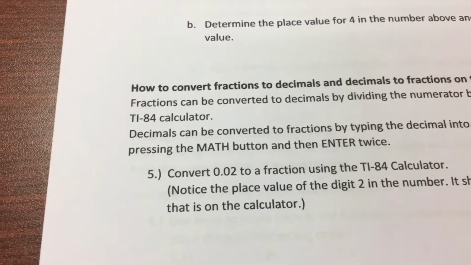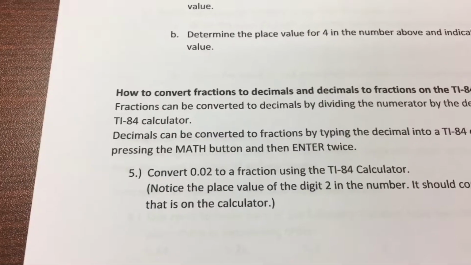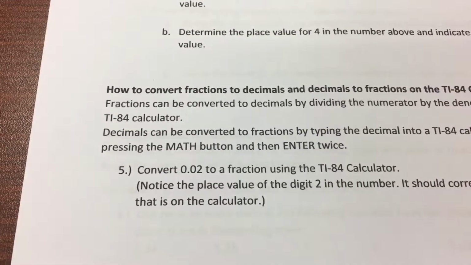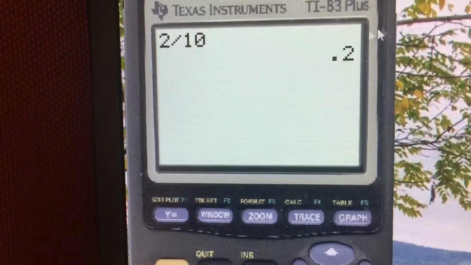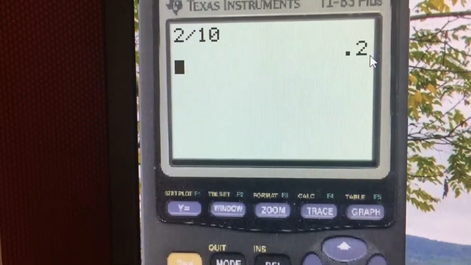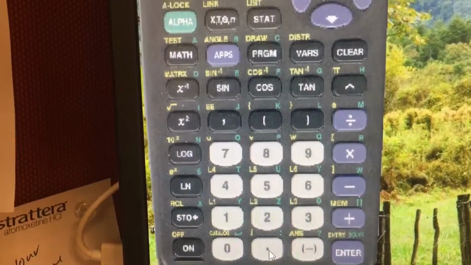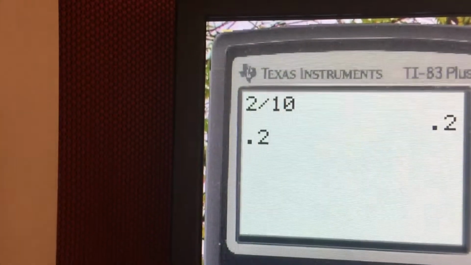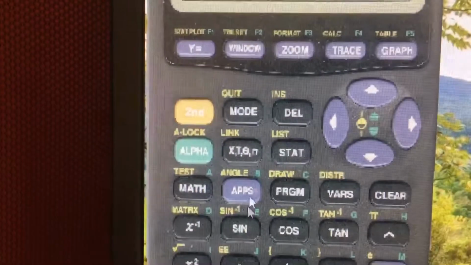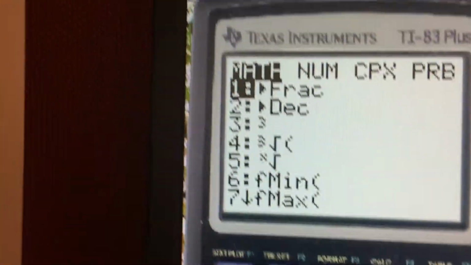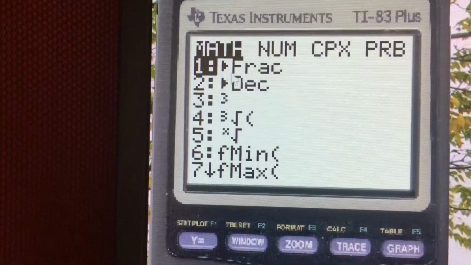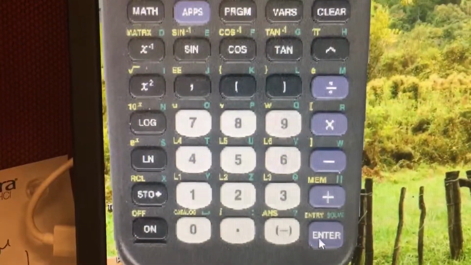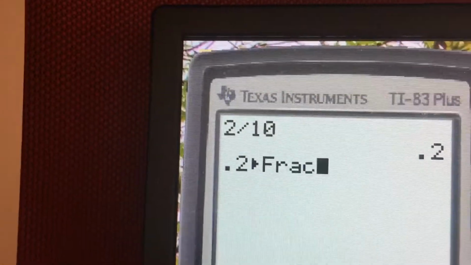Okay, the next one, how to convert fractions to decimals. I just showed you that. But then it says, and decimals to fractions. So let me show you this. We still have our 0.2, our decimal, in our answer key. So if I come down here and I actually type 0.2 again, and I want to convert from decimal to fraction, on your calculator is the math button. If you notice right here, the very first one says convert to fraction. So I'm going from decimal to fraction. I'm just going to push enter. And notice it says convert 0.2 to a fraction.